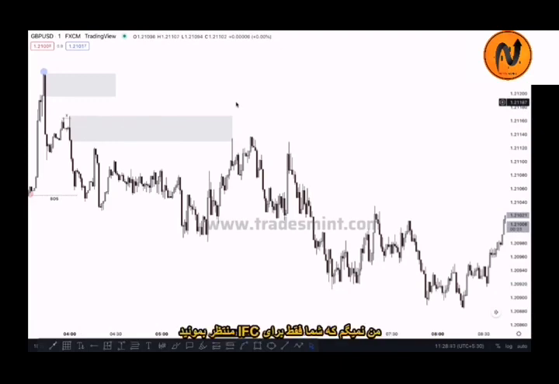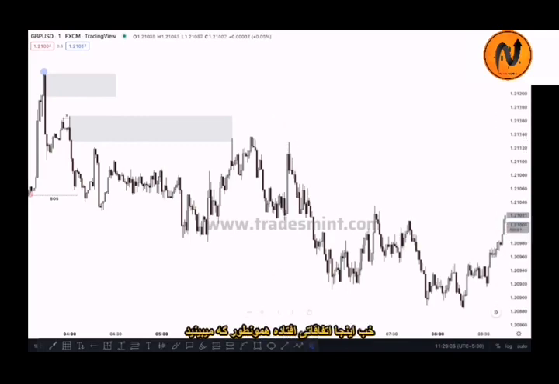I'm not saying that you need to wait only for IFC. You can also trade an order block, and we will discuss it in detail in the next upcoming chapter. So this is an IFC and this is an order block, right? So this is the main difference between order block and IFC. IFC is more powerful compared to an order block, right? So the same thing applies here.